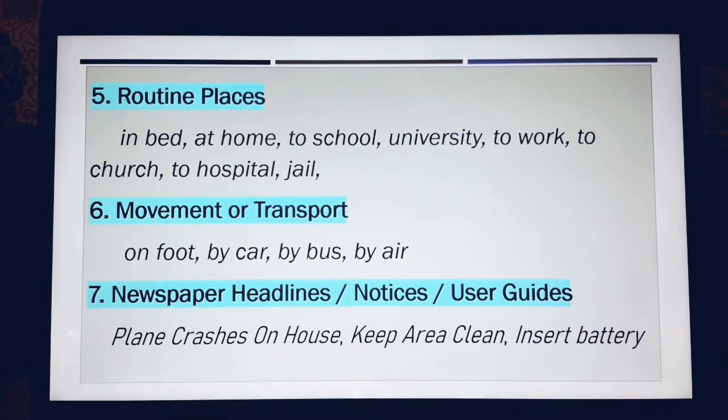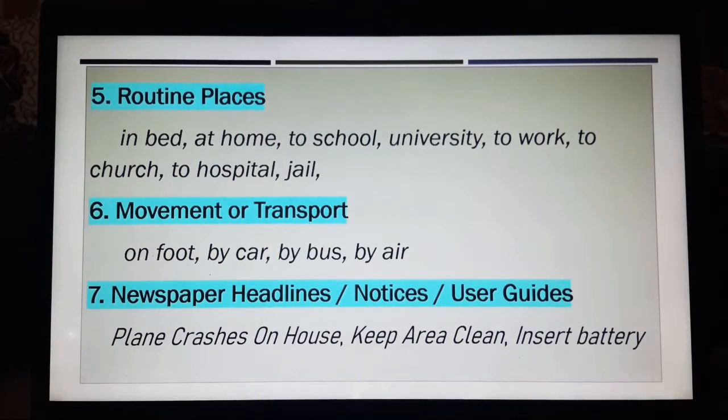Routine places: in bed, at home, to school, university, to work, to church, to hospital, jail. If you are in these places, these are routine places, you do not use any article before them. Movement or transport: on foot, by car, by bus, by air. You do not use any article before them. That means, just like, I had a journey by bus. Or I can say, the goods are coming by air.